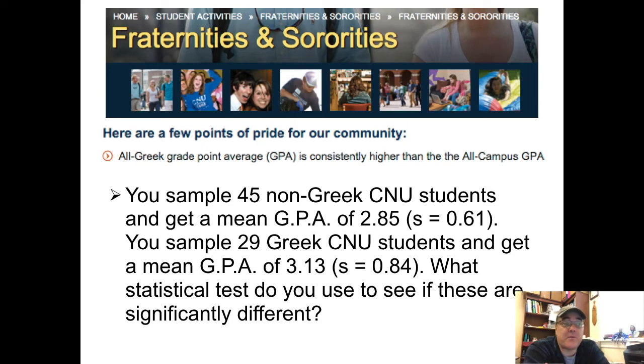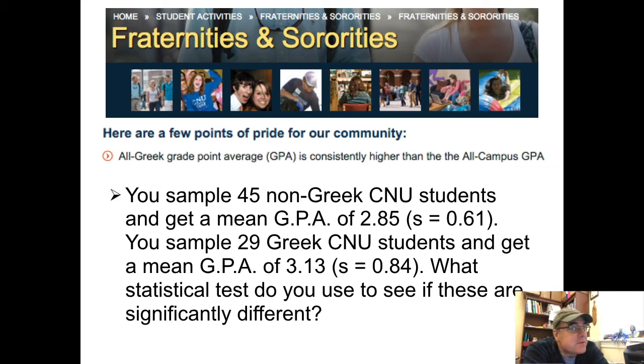Next, you sample 45 non-Greek CNU students and get a mean GPA of 2.85, with a standard deviation of 0.61. You sample 29 Greek CNU students and get a mean GPA of 3.13. All right, great. What do you do here? Well, you're still comparing 2.85 to 3.13, but neither one of these is a parameter anymore. 2.85 is one X bar, and 3.13 is another X bar. The sample size of the non-Greeks is 45, the sample size of the Greeks is 29.